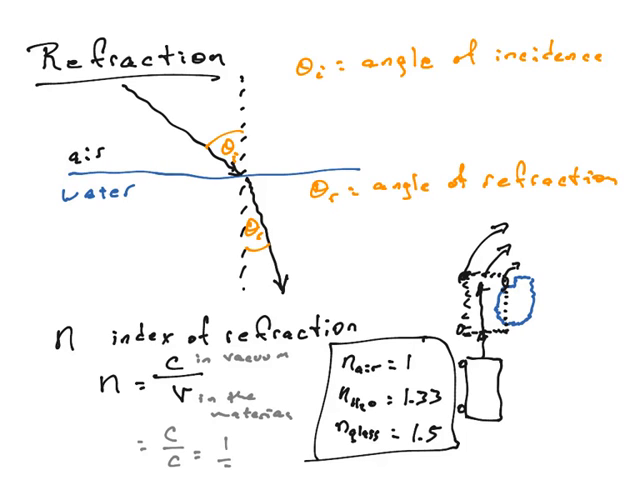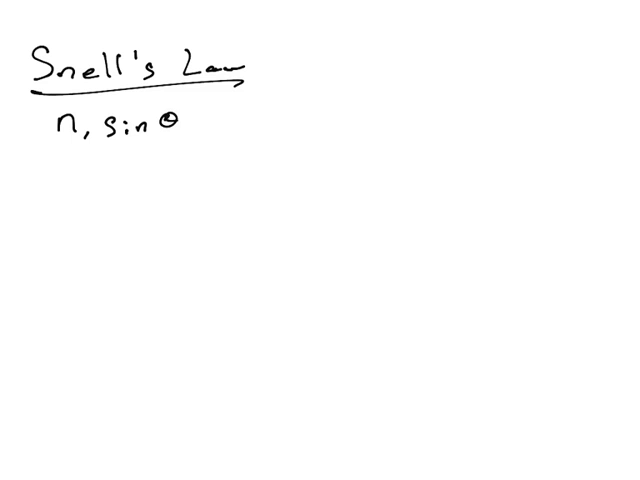All right, once we know these, then we introduce Snell's Law. Snell's Law will be the equation we use for refraction. And it's an easy equation to remember. It says N1, that's the index of refraction in whatever medium I'm starting in, times the sine of the incident angle, theta 1, is the same as N2, the index of refraction of whatever material I'm going into, times sine of theta 2. And that's it.